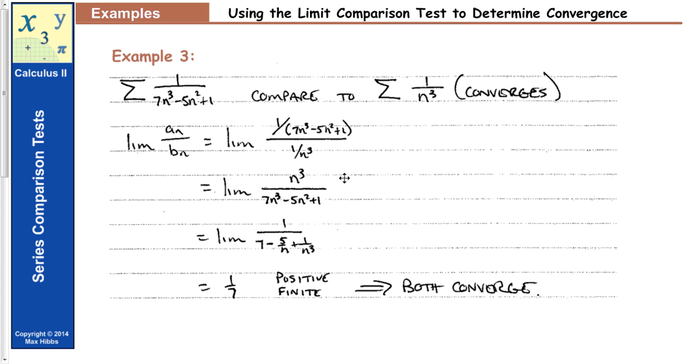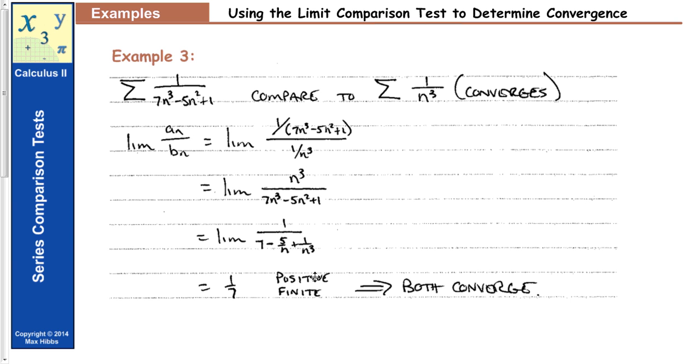Now I'm going to multiply the numerator and denominator by 1 over n cubed, so I get 1 in this position. And 7n cubed over n cubed is 7. And 5n squared over n cubed is 5 over n. And of course, 1 over n cubed, I can't simplify at all. And so when I look at the limit as n goes to infinity, I have 1 over 7 minus 0 plus 0, which is just 1/7.